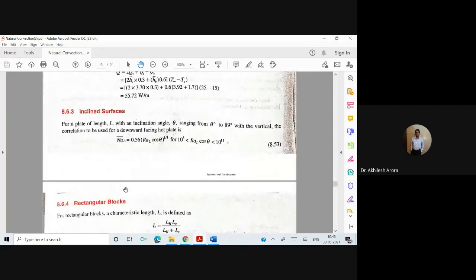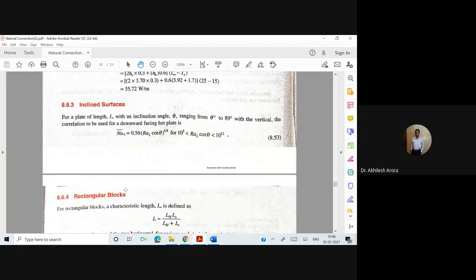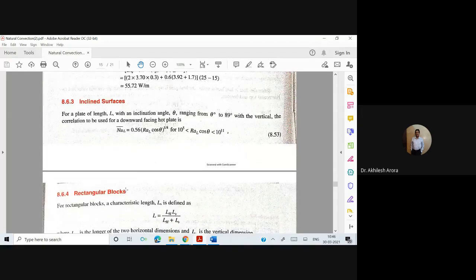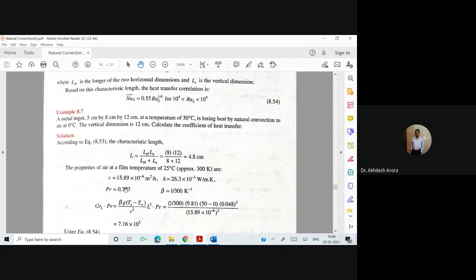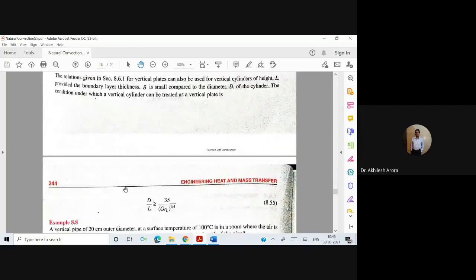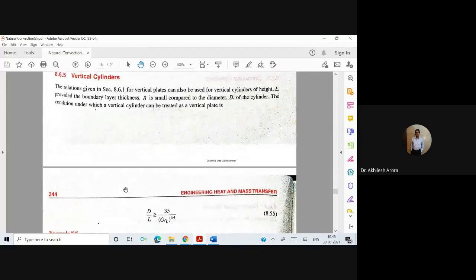Now there are inclined surfaces also. If you want, you can study this. This is not in your course actually. So let us see vertical cylinders. The relations given in section 8.61 for vertical plates can also be used for vertical cylinders of height L, provided the boundary layer thickness delta is small compared to the diameter of the cylinder. The condition under which a vertical cylinder can be treated as a vertical flat plate is this one.